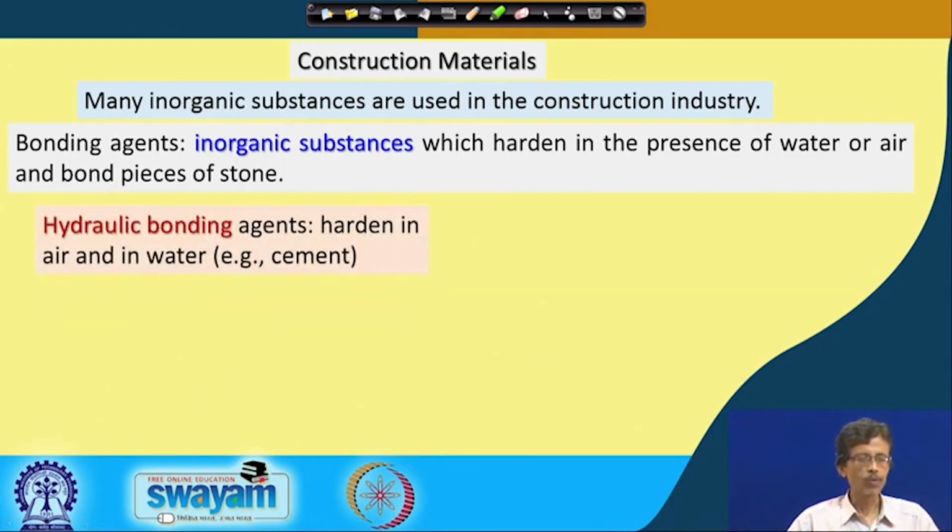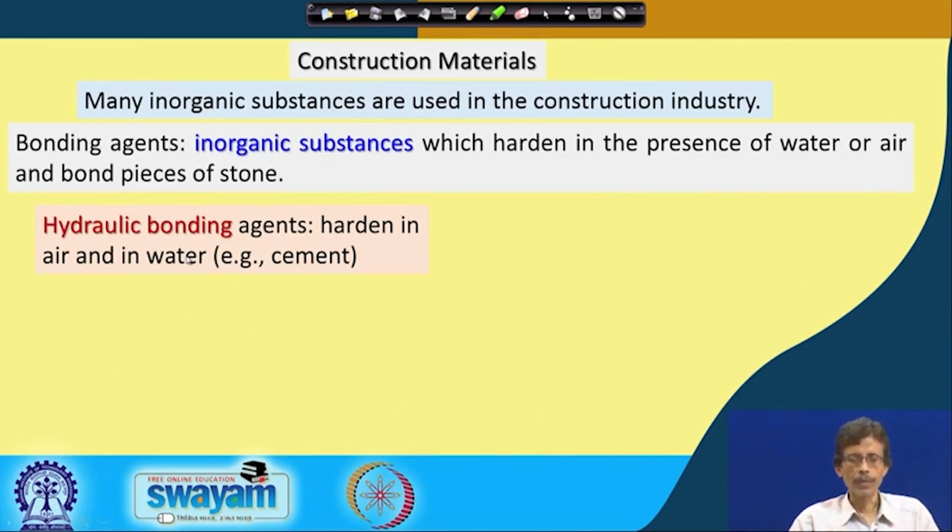If the hardening is caused by the presence of water, we call it the hydraulic bonding agent. In the presence of water, water vapor or moisture, we get the hardening process, and this also happens in the presence of air, since air also has some moisture. If this makes a typical bonding agent, we get the hydraulic bonding agent. So we know the definition of a bonding agent, and next the hydraulic bonding agent.